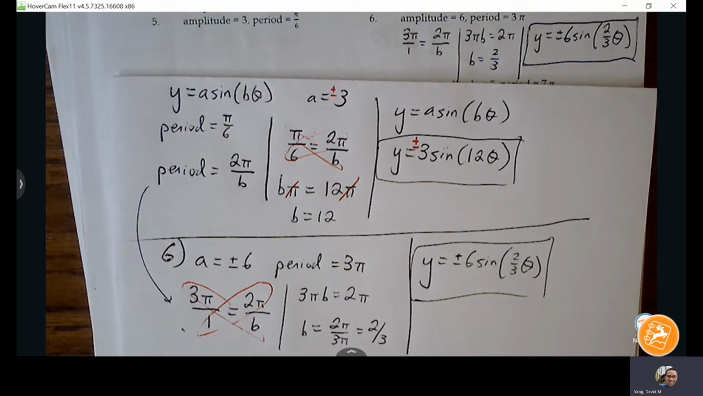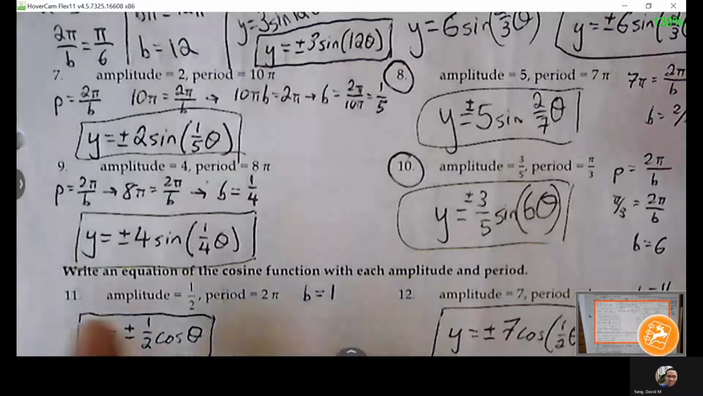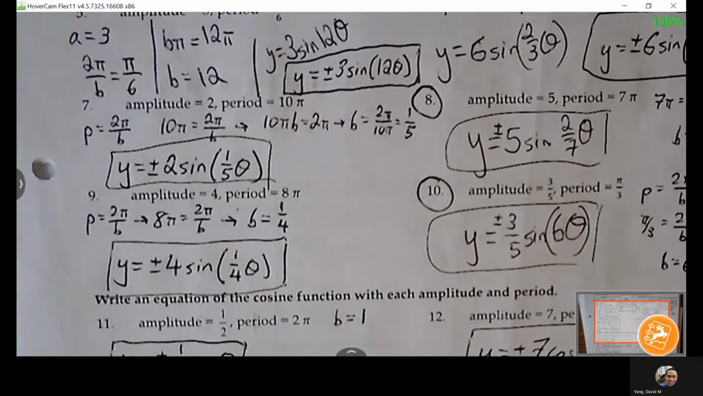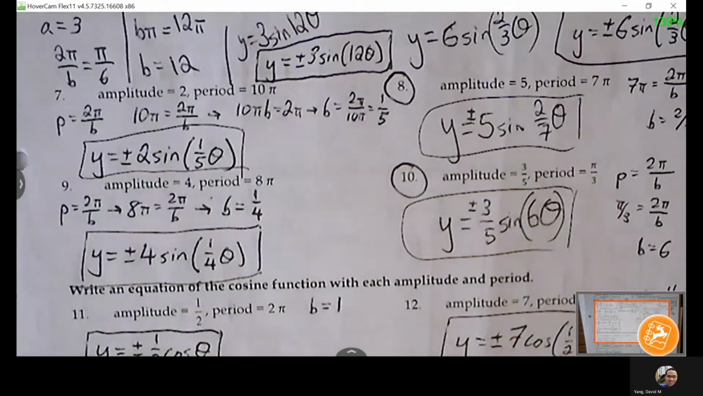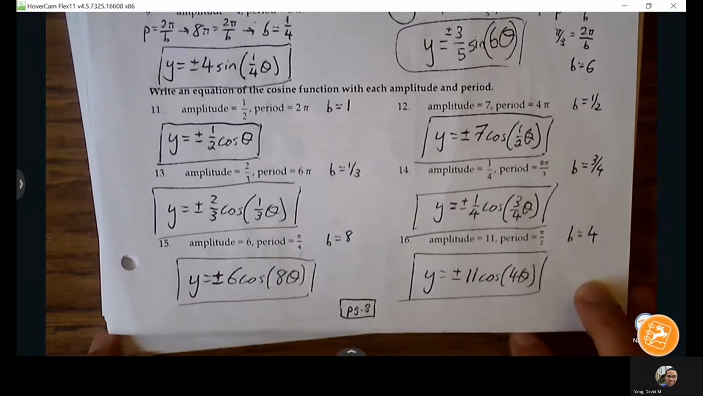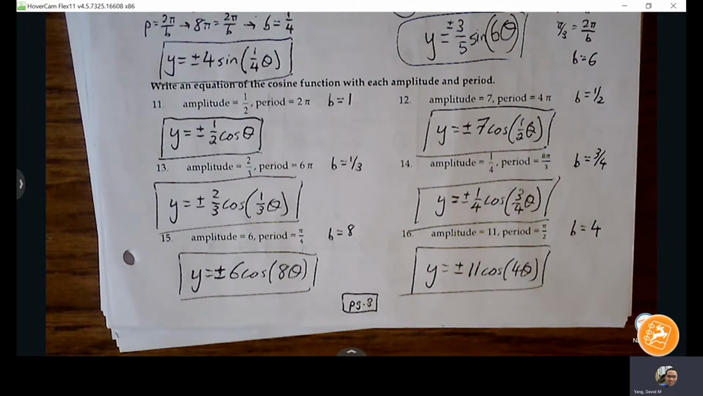Are they all sine? No. Well, 7 through 10 is sine, but then 11 through 16 is cosine. Yeah, just based off the instructions. Have you guys checked 7 through 10? You're done with them? Any questions about these? Any ones you want me to go over?